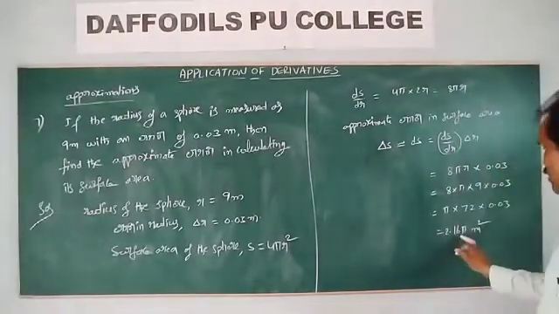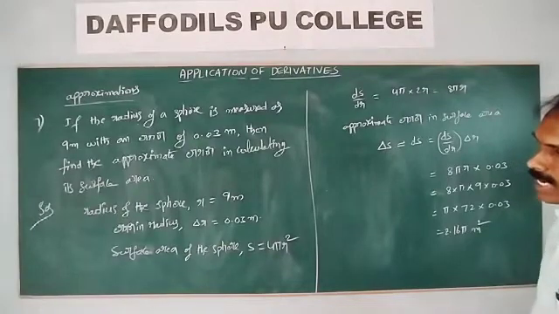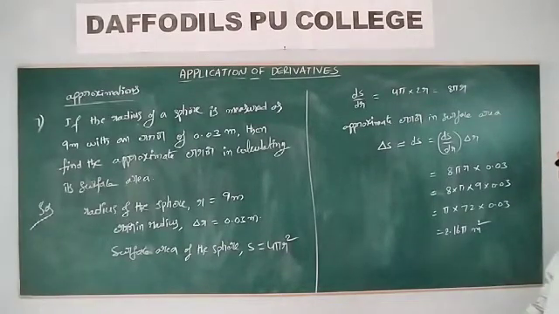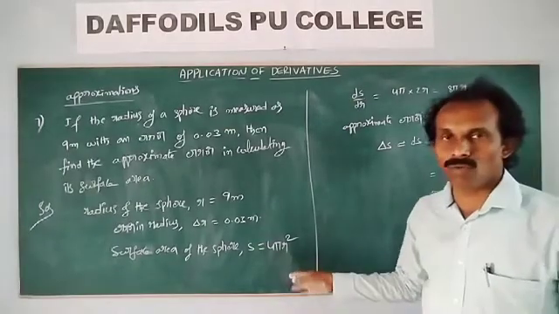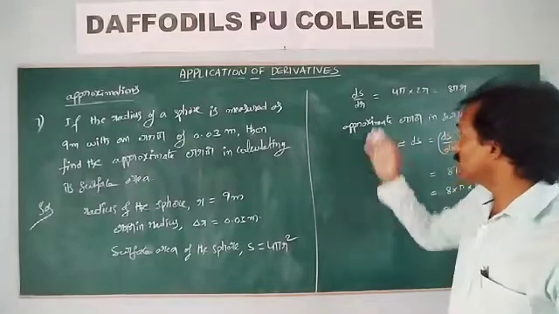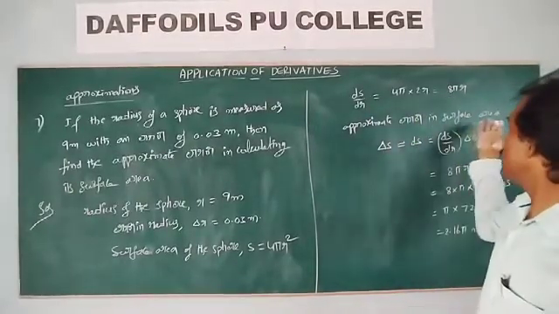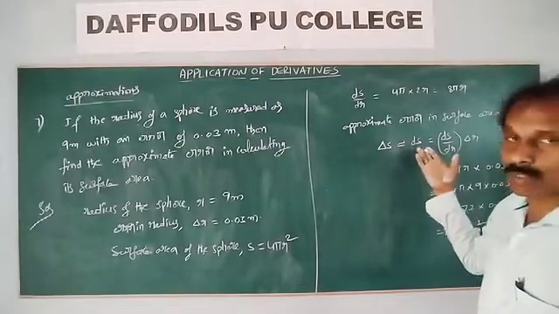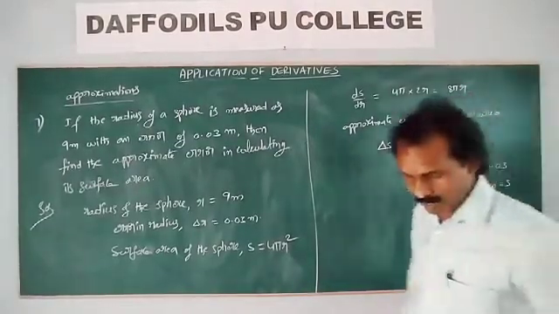2.16 pi meter square. So first of all, given radius of the sphere. Next, error in radius delta r. Surface area of the sphere S is equal to 4 pi r square. Next, differentiate with respect to r: dS by dr is equal to 4 pi into 2r, which is 8 pi r. Next, approximate error in surface area: delta S is approximately equal to dS, therefore dS by dr into delta r, then calculation.